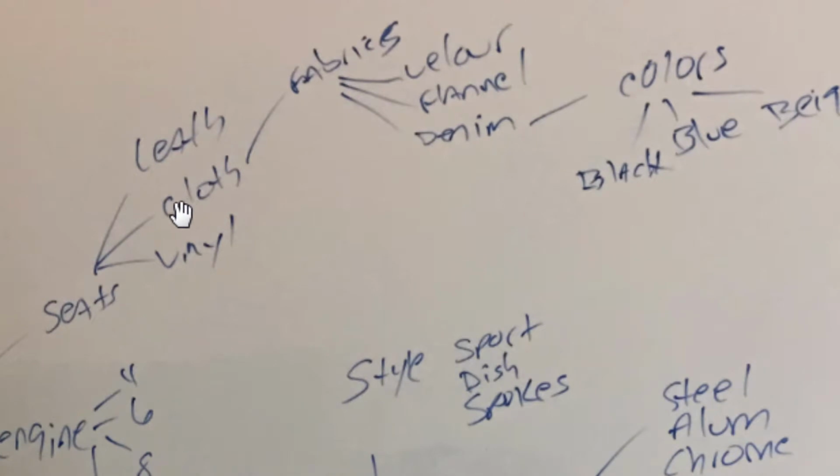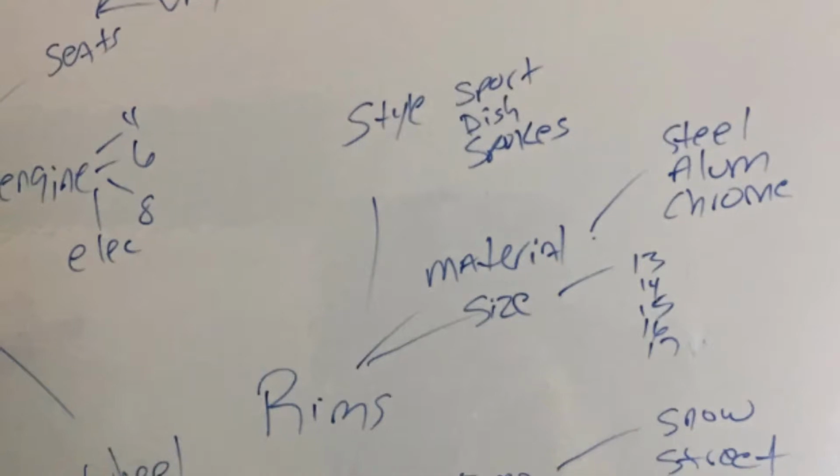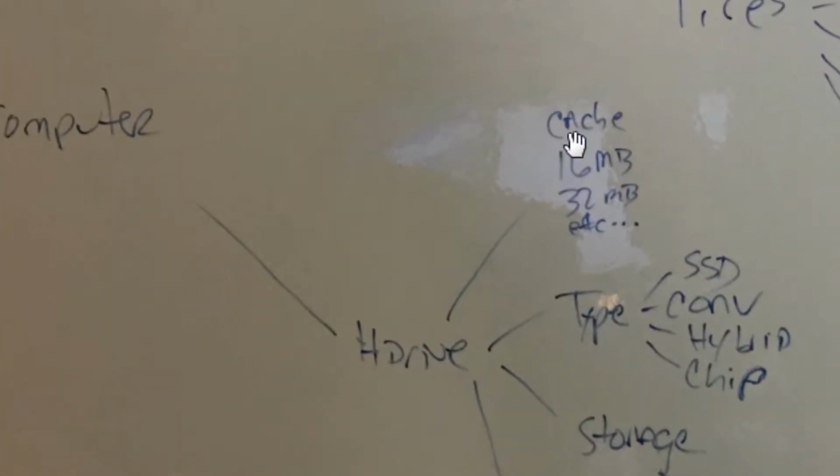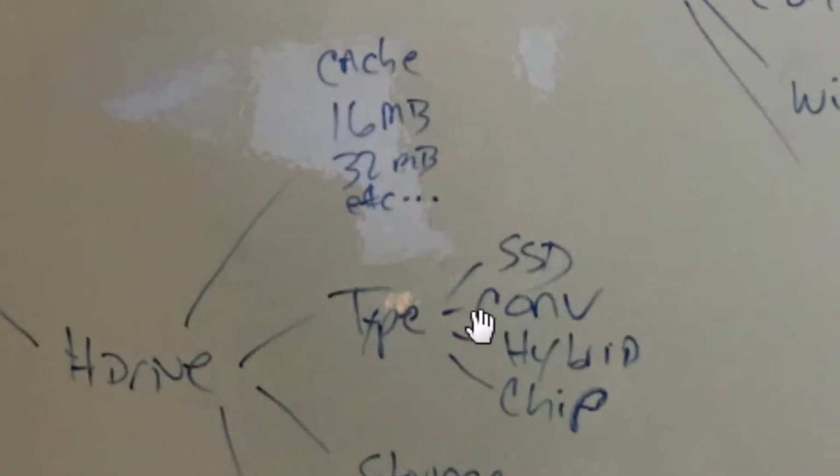You can go deeper than that. If it's cloth: fabric, velour, flannel, denim. Then you can go to colors: black, blue. So you can see the theme is the same, even though the products are different. So computer, hard drive, the cache of the hard drive, the type of hard drive, SSD or a conventional one.